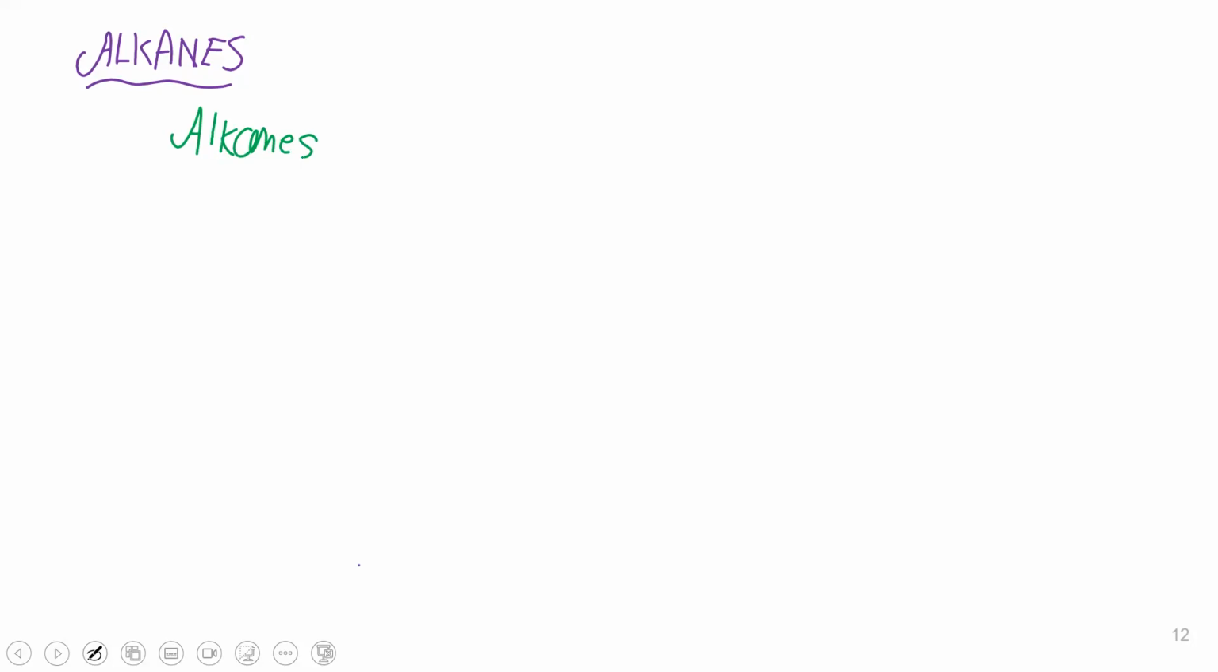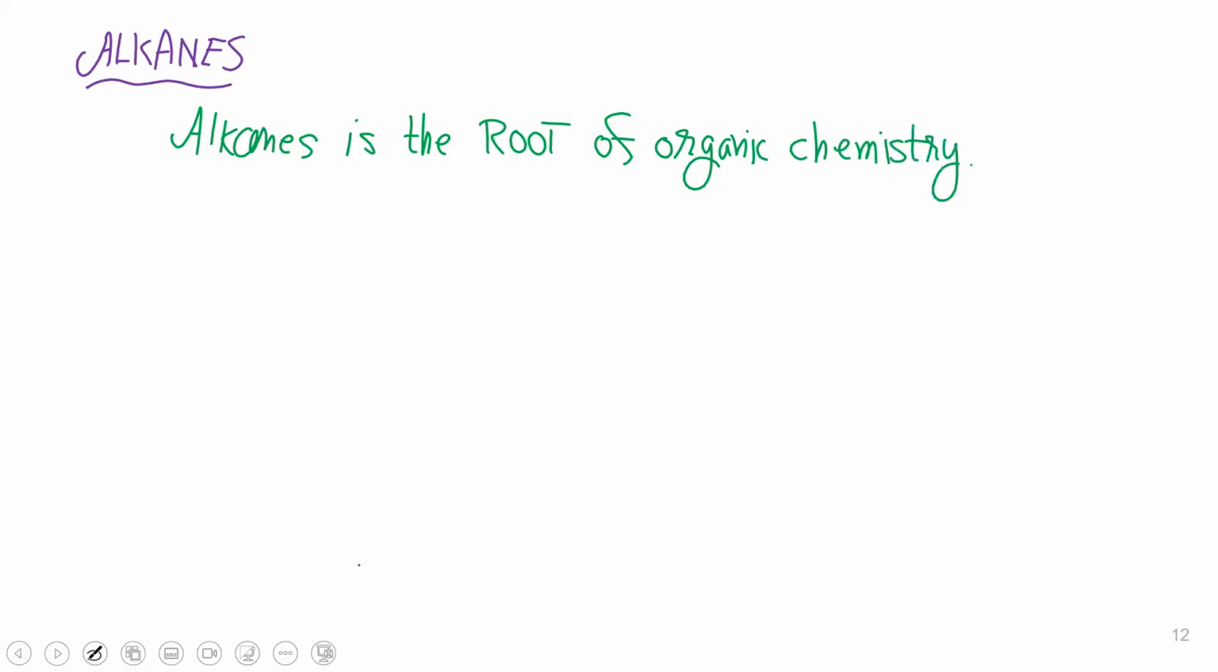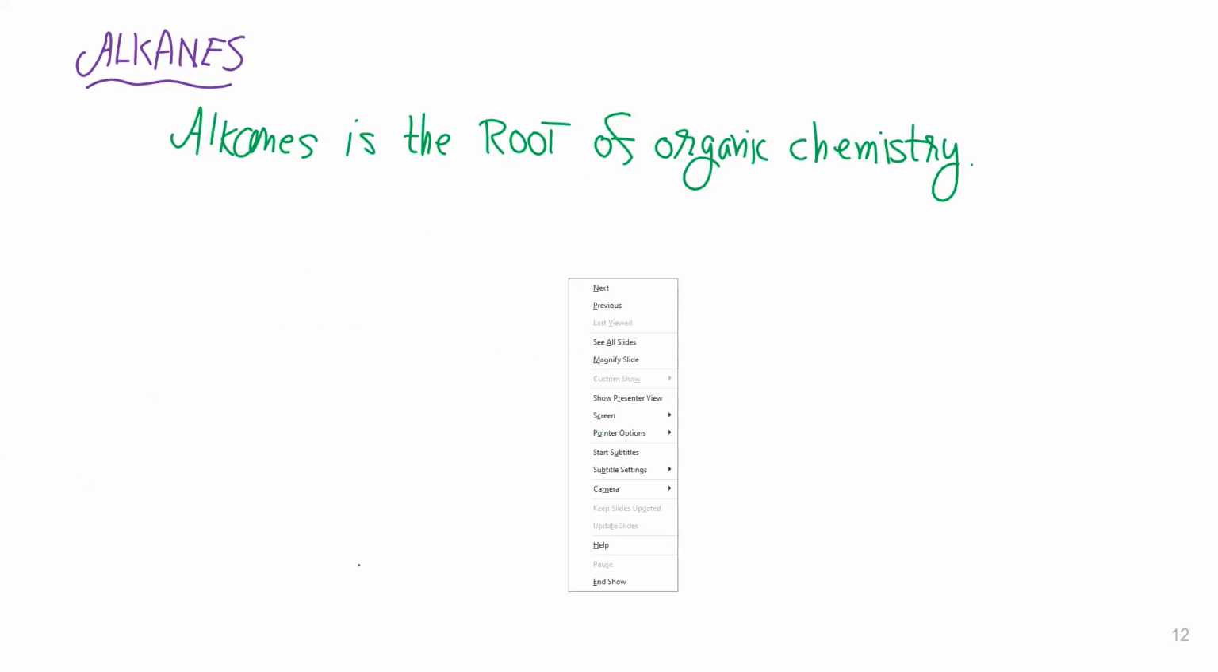Remember that organic chemistry is a huge, fast-evolving chemistry. The root of this chemistry is alkane. Alkanes is the root of organic chemistry. So it means organic chemistry evolved from alkanes. So we made this concept and now we can go forward. You have to copy this screen.